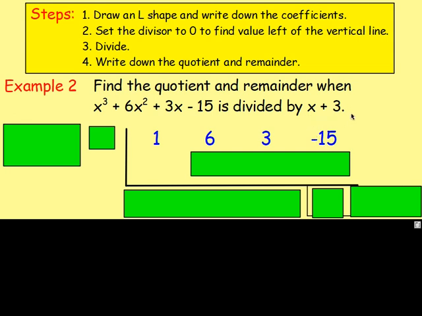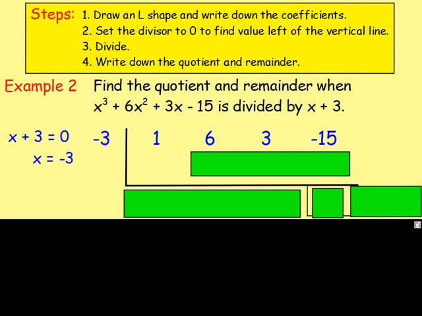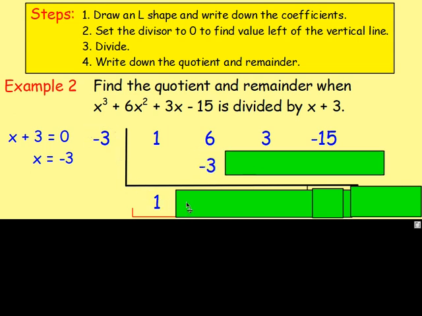The divisor, we're dividing by x add 3, so set that equal to 0. Solve that for x, and we find that x is negative 3. That, therefore, is the number to the left of the vertical line. Once we've done that, we divide. So, add the columns. So 1 add 0 is 1. Multiply across, so we're multiplying this time by negative 3, so negative 3 times 1 is negative 3.